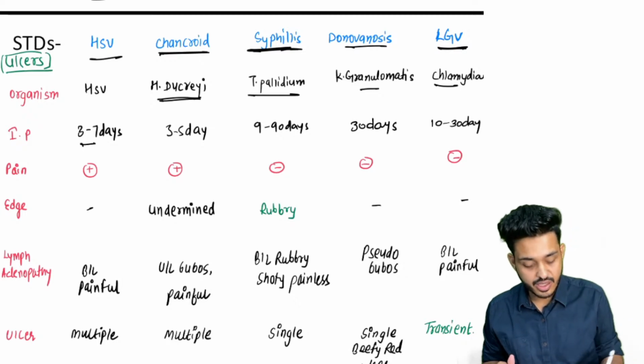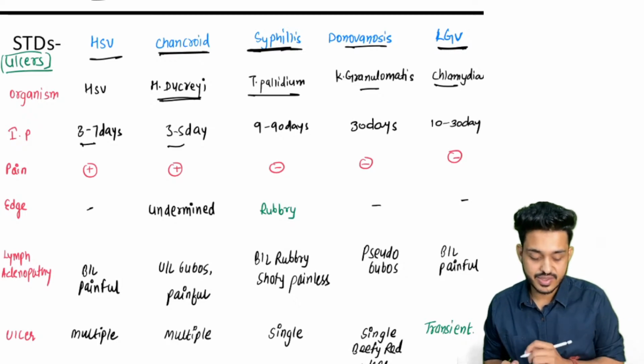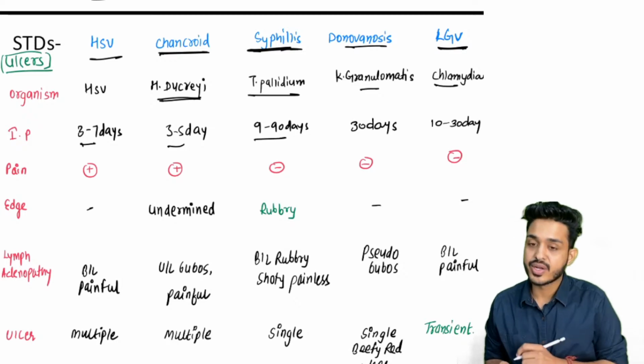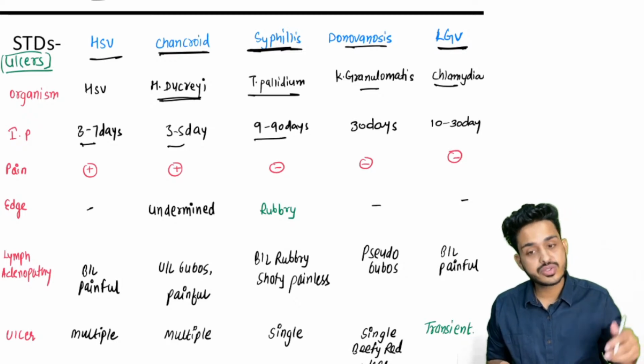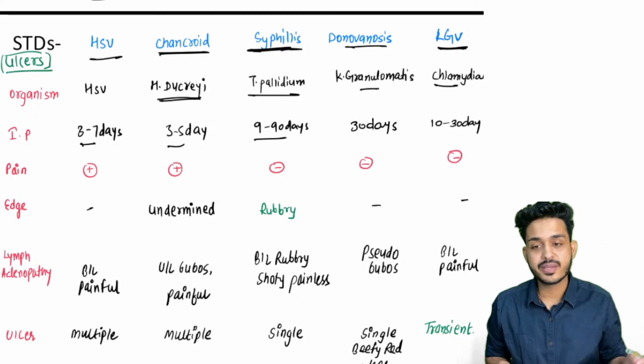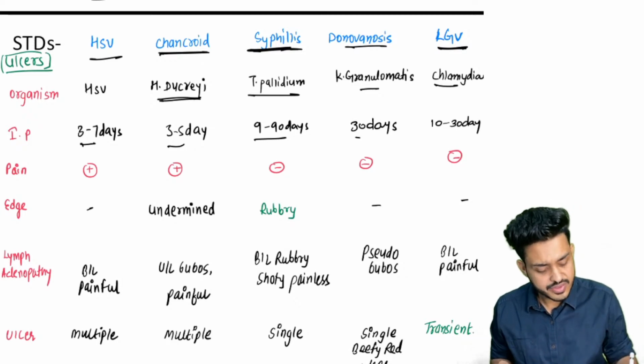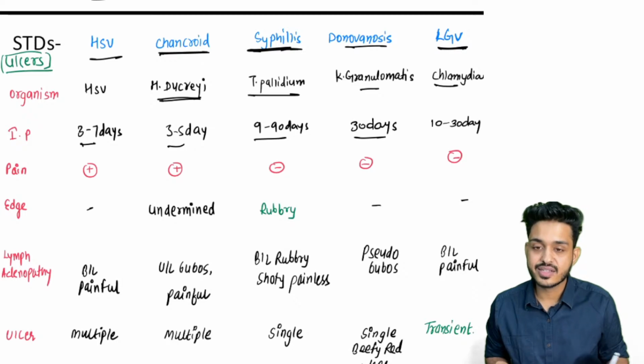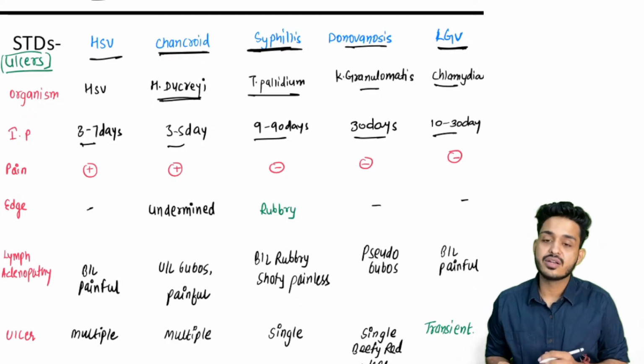Look at their incubation periods. HSV is 3 to 7 days, chancroid is 3 to 5 days. Syphilis is 9 to 90 days, which is a spirochete. It also does not follow Koch's postulates. It also does not grow in culture. Next one is donovanosis, that is 30 days, and Chlamydia would be 10 to 30 days.